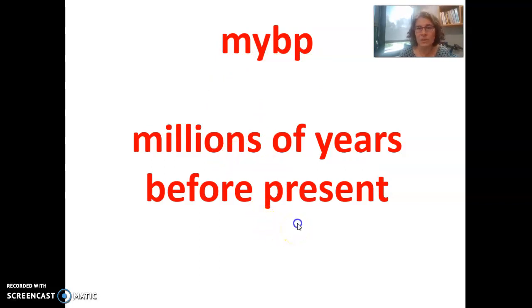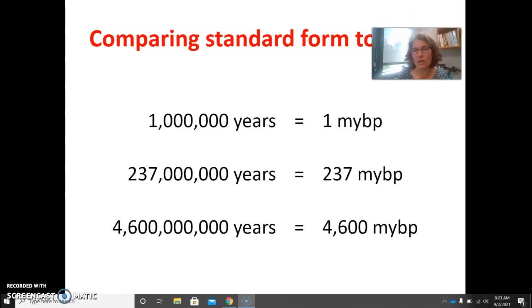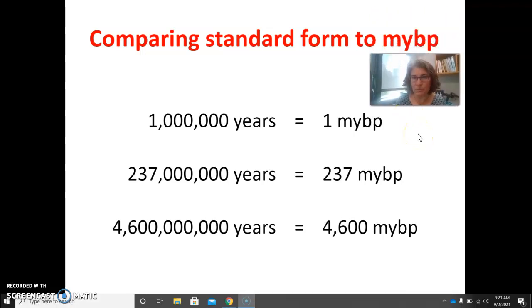So how do we use this? This as well allows us to have a little bit of a shortcut. So if we were talking about 1 million years and we wanted to express it in mybp, we simply divide by a million. So a million years is 1 mybp. 237 million years becomes 237 mybp. And 4,600 million years becomes 4,600 mybp.